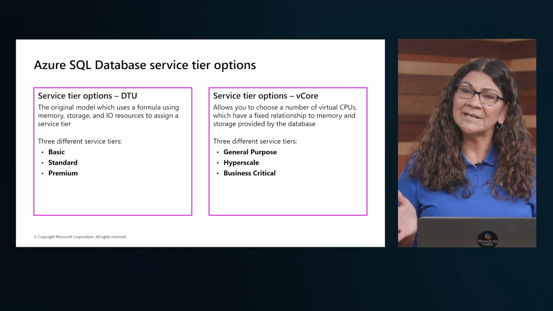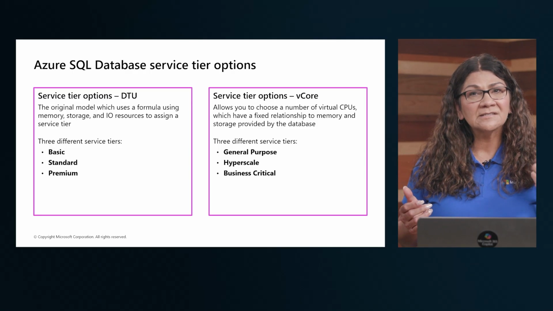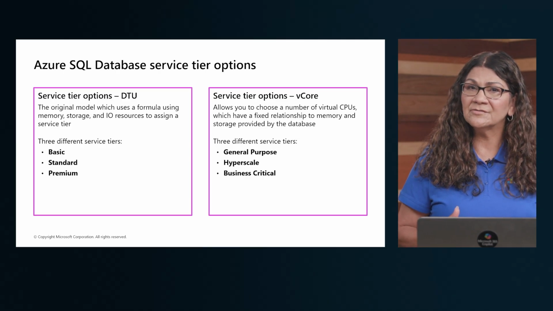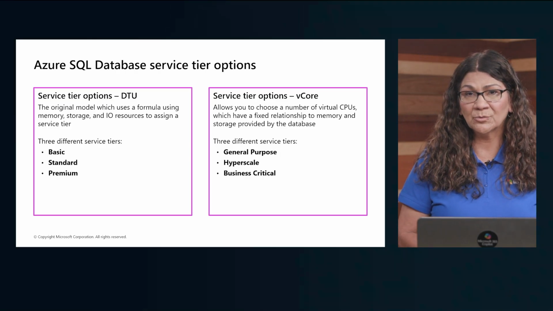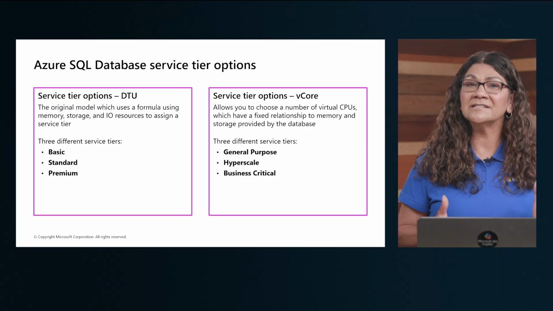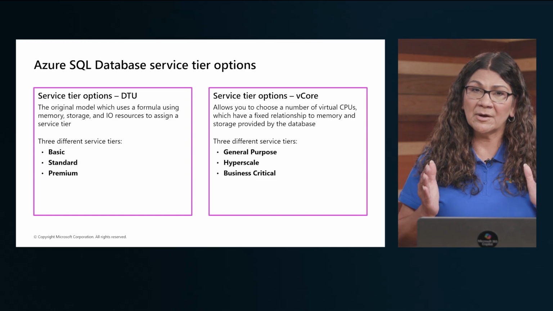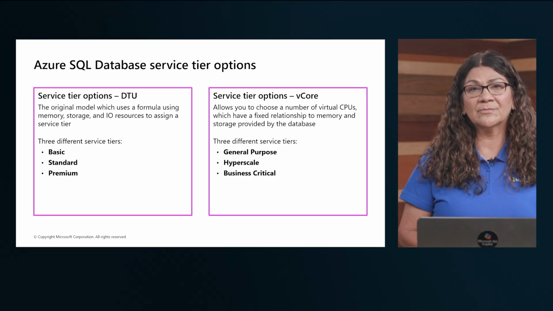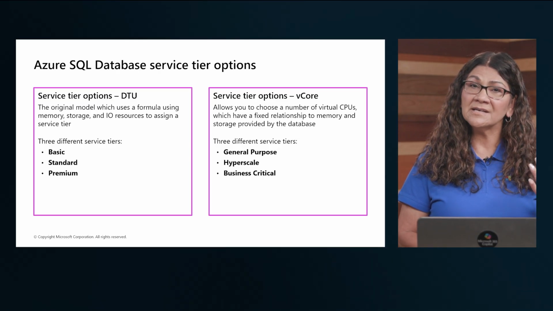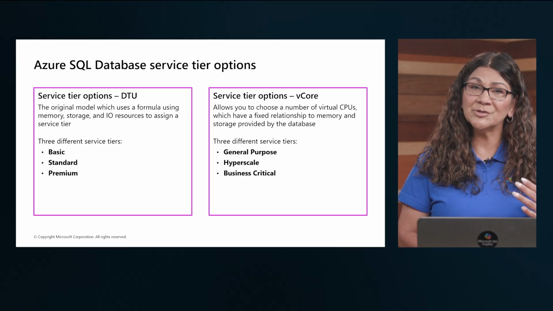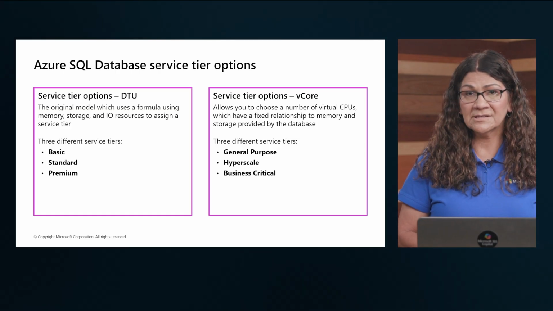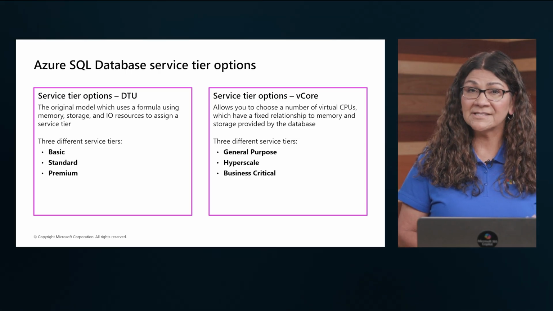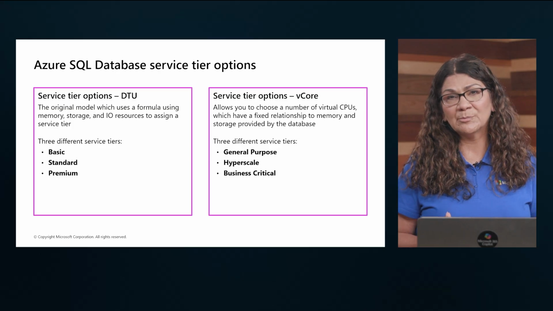It offers three basic tiers: Basic, Standard, and Premium, and this ranges from lightweight dev test environments to high-performance transactional workloads. DTUs are ideal for users who want predictable performance without managing individual resources. For example, Basic supports up to 2 gigs and 5 DTUs, while Premium offers up to 4 terabytes and 4,000 DTUs for really more demanding applications.